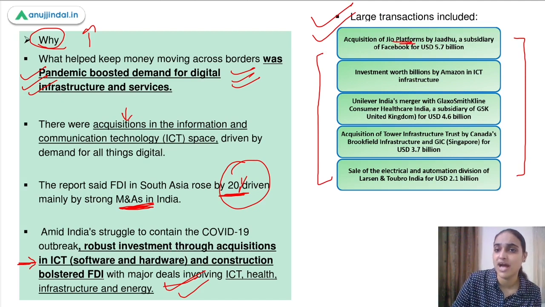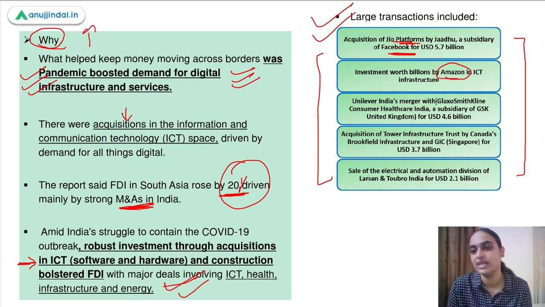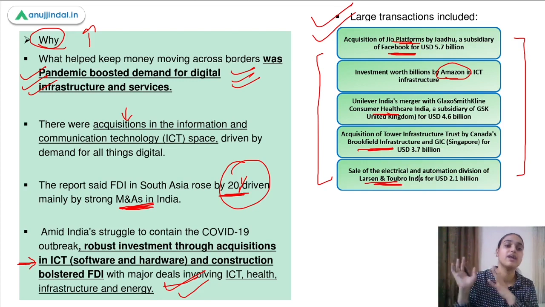Jio Platforms has been acquired by a subsidiary of Facebook. Investment in ICT has been done by Amazon. Unilever India's merger with GlaxoSmithKline Healthcare India. Then acquisition of Tower Infrastructure Trust by Canada's infrastructure firm. Then there has been a sale of the electrical and automation division of Larsen and Toubro from India. So these are major acquisitions. Foreign companies have made a lot of acquisitions in India. Okay, which is a brownfield investment.